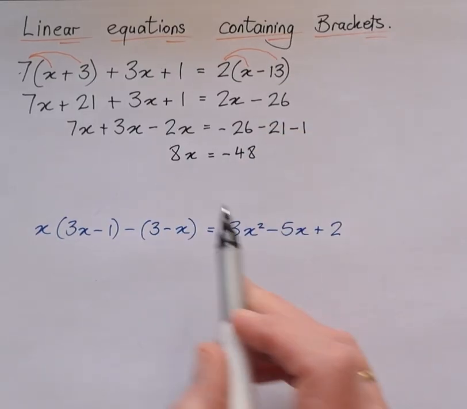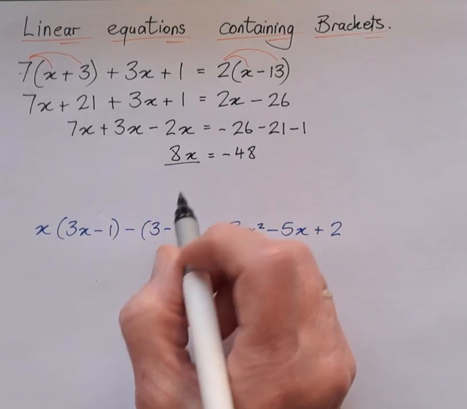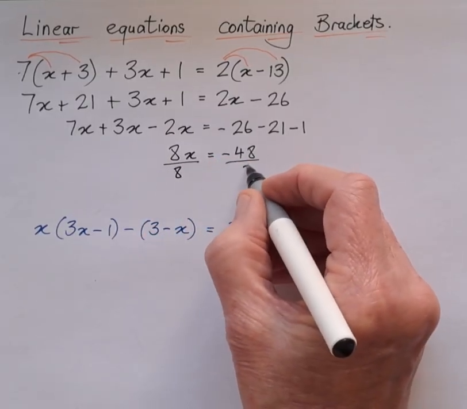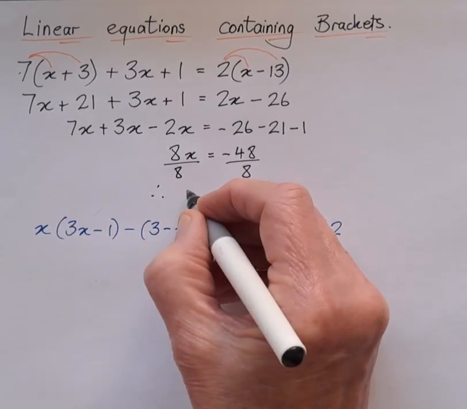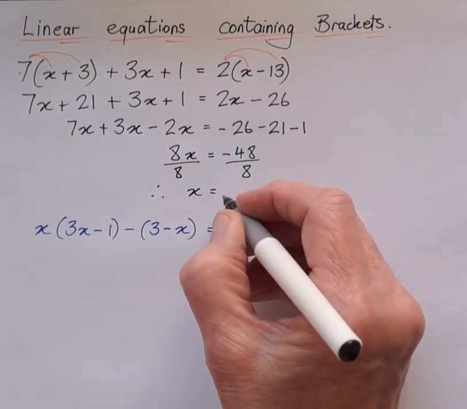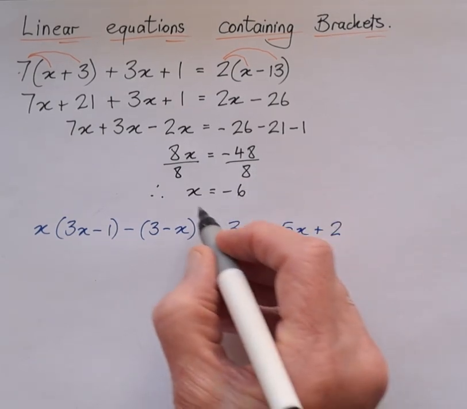And then remember, we're not trying to solve for 8x, we're trying to solve for x. So whatever that coefficient is, you divide by exactly that, and you do the same to both sides. And therefore, x is going to be negative divided by positive is negative. 48 divided by 8 is 6.